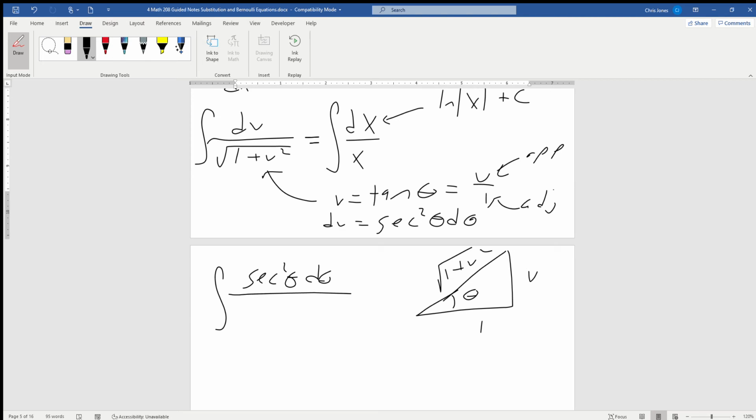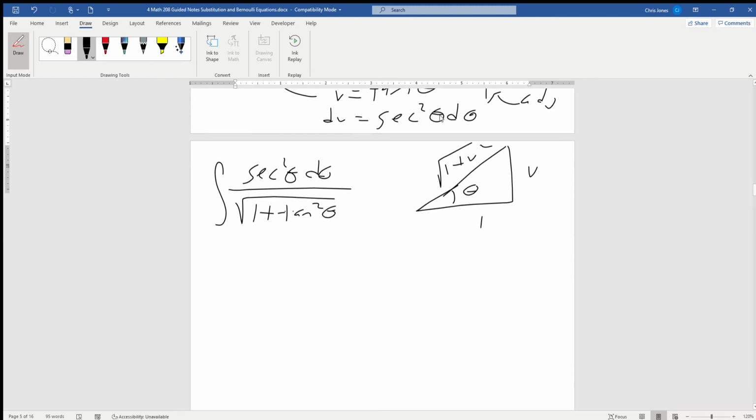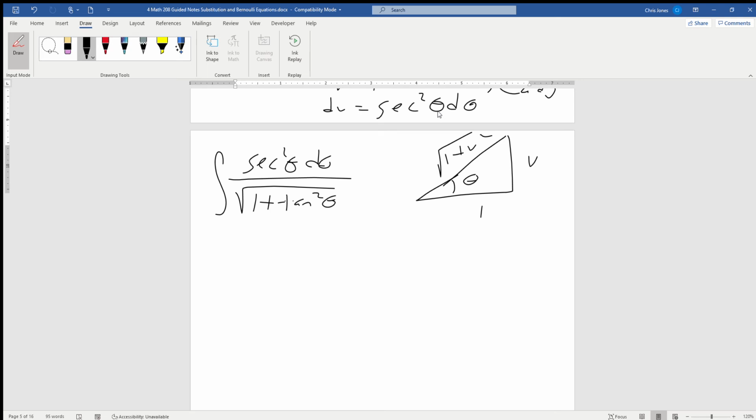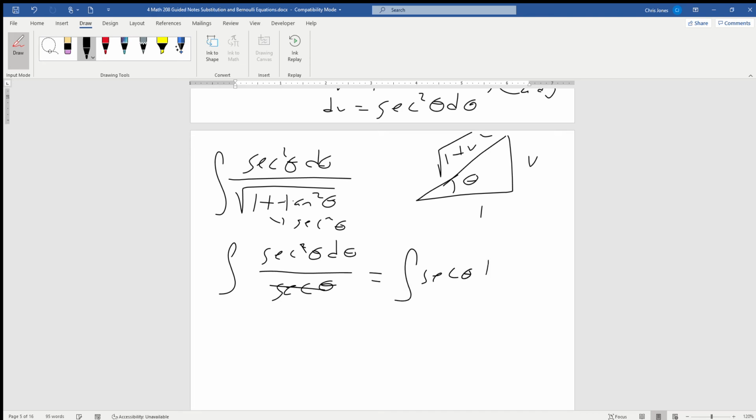And then instead of 1 plus v squared, we're going to have the square root of 1 plus tan square theta. Right. And this actually works out really nicely. We know that 1 plus tan square is sec square. And the square root of sec square is secant. So we're going to end up with sec square theta d theta over sec of theta. Obviously, we can cancel out one of the secants, so we're left with the integral of sec theta d theta.